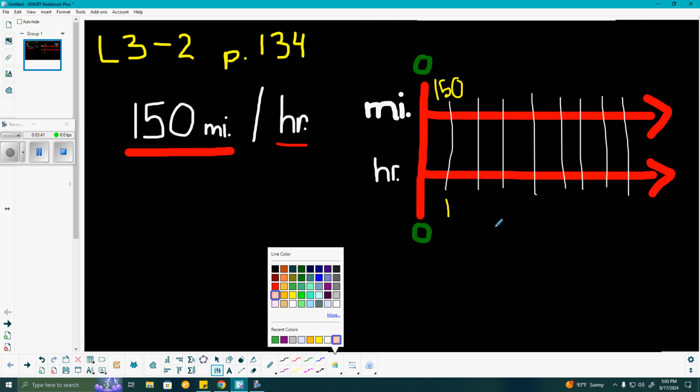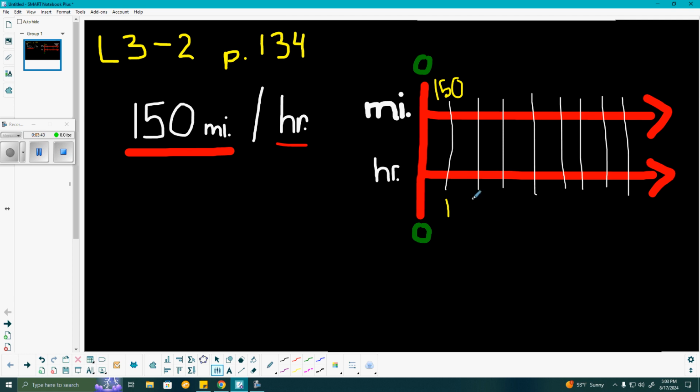Let's increase this. Let's say that the train has traveled at a constant speed for 2 hours. We doubled going from 1 to 2. Let's double 150. So we did 1 times 2 equals 2. Let's do 150 times 2. 150 times 2 is 300.